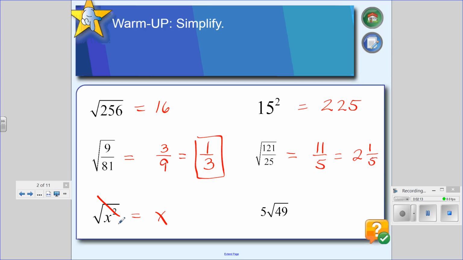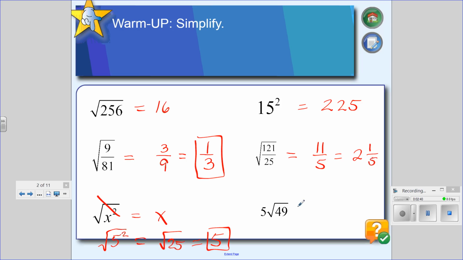If this x was whatever your favorite number is, I'll just use 5 for all intents and purposes here. And I simplify this expression. 5 squared is 25, and the square root of 25 is still 5. So no matter what value I put in for x, I'm still going to get x out of this expression. So algebraically, squares and square roots undo each other, and that's sort of the theme for today.